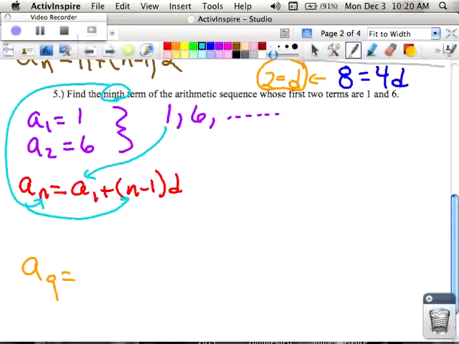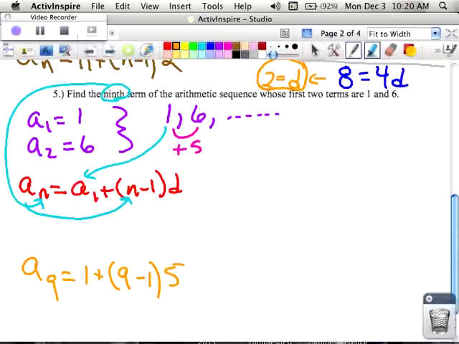So all I'm really missing is my d, my common difference. And the way you find your d is just figure out how far it took you to go from 1 to 6, which is 5. So now I can go, hey, a sub 9 is going to be my first term, which is 1, plus n, which is 9, minus 1 times 5, which is my common difference.